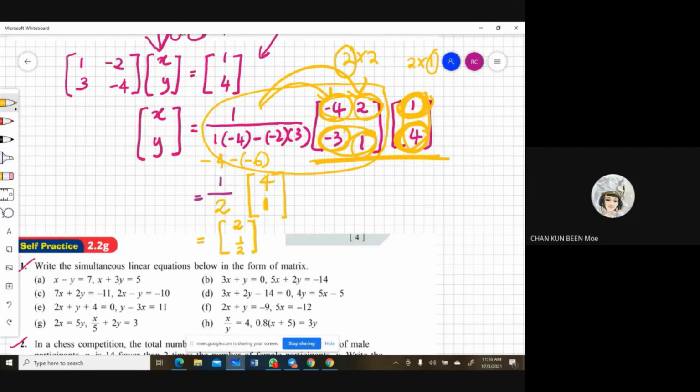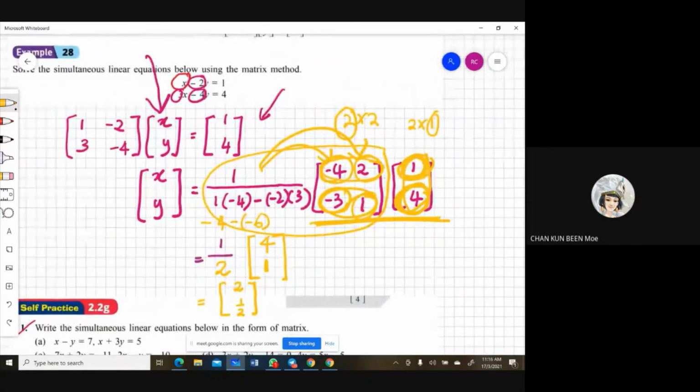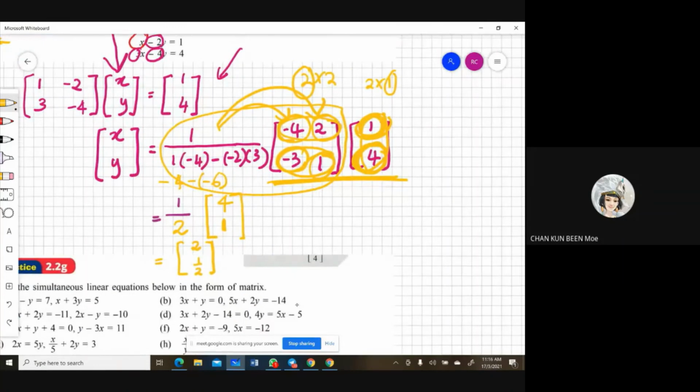Okay, so our answer is solved already, but it's not done yet because they were asking you to find out, not to solve. When they ask you to solve, you have to state the answer for each of the values given. So for example, x, y is equal to 2, 1 over 2. Therefore, or thus, the value of x is equal to 2. You just compare it directly, and y is equal to half. Okay, so that is about solving simultaneous linear equations.